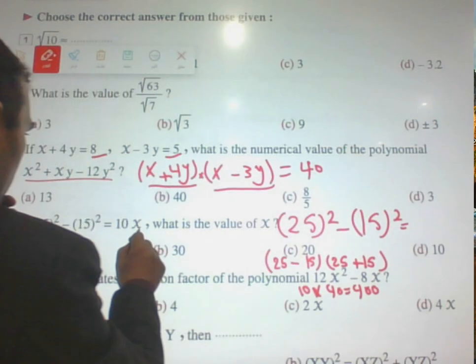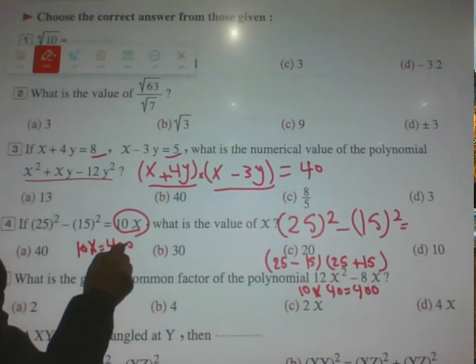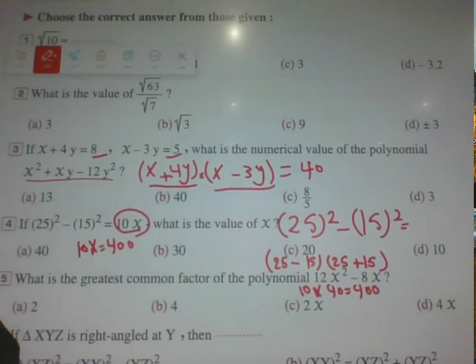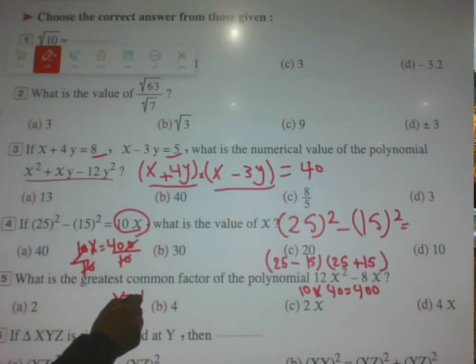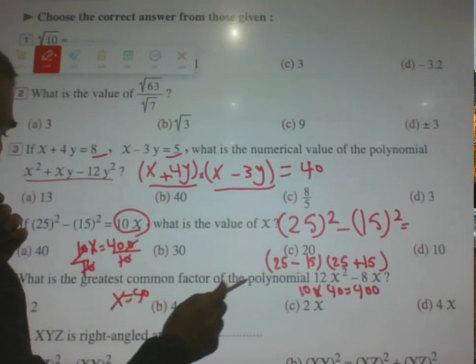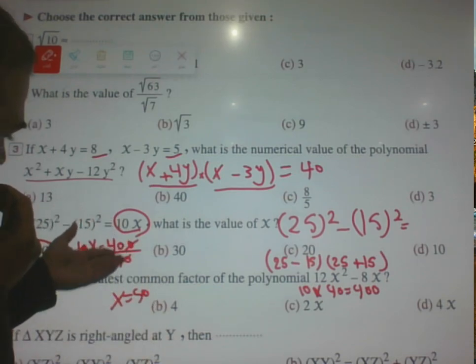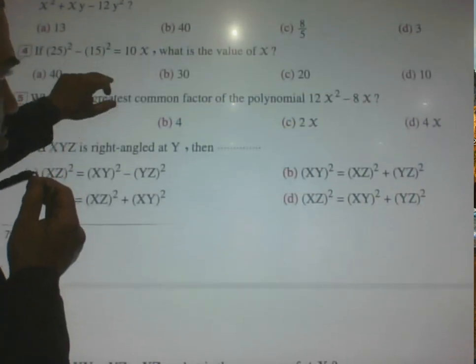Then what will the value of x be? We have 10x equals 400. We can divide by 10 to simplify. The value of x will be 400 divided by 10, which is 40. The value of x here will be 40. Okay, choose letter A. Understood? We factorize the expression and then divide by the coefficient of x, and the result will be 40. Choose letter A. Next question.